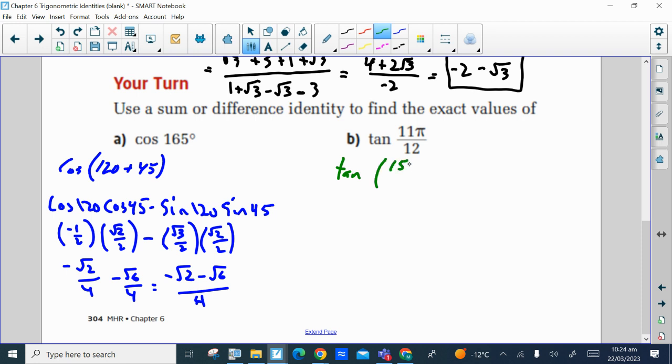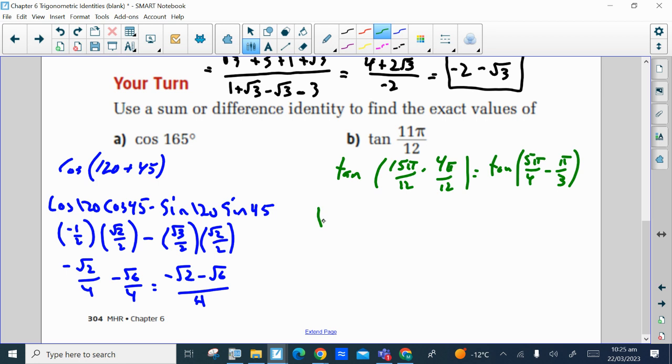If you go 15 pi on 12 minus 4 pi on 12, I think that'll work. Just to confirm that, if we reduce 15 pi on 12 by dividing top and bottom by 3, you'll get 5 pi on 4, which is on the unit circle. And 4 pi on 12, if you divide top and bottom by 4, you'll get pi on 3. So that would work using a difference identity.